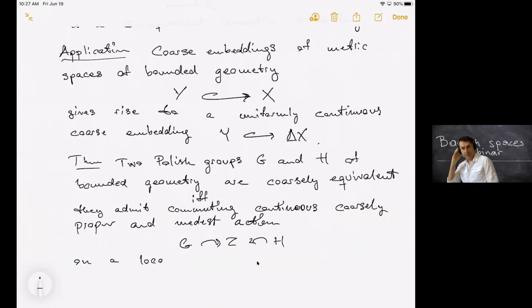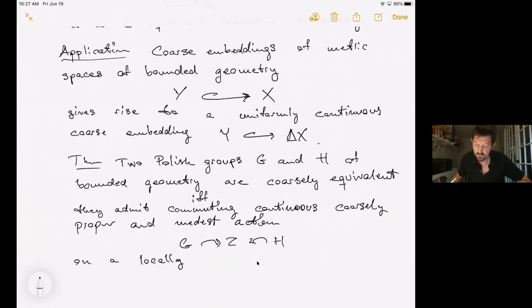Christian Mikhail saying, do you mean bounded geometry or doubling? Sorry? No, yeah, I want to say bounded geometry. Okay.